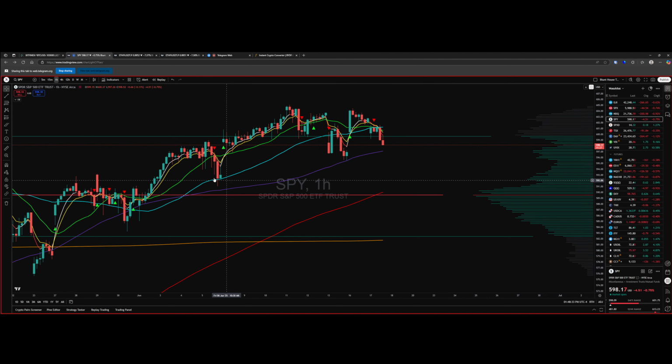Correct. Like even on the SPY 1 hour. Here we go. Did we break through the 50 here, and here's our first major touch, and look what we get. Support.